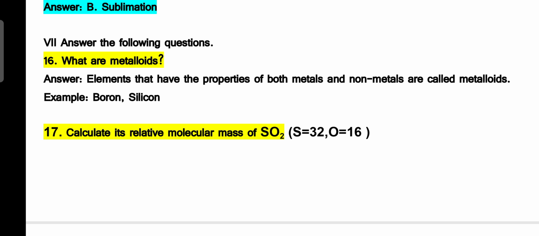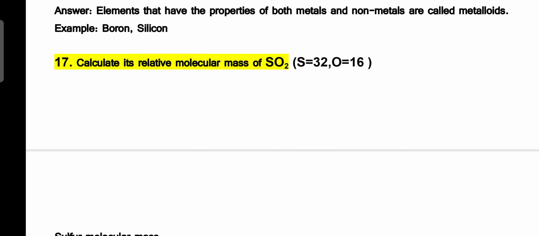These are: what are metalloids? The elements are divided into 4 categories: metals, non-metals, metalloids and the inert gases. Metalloids are the elements that have the properties of both metals and non-metals. They are intermediate to metal and non-metal. You can also write like that. The examples are boron, silicon, etc.